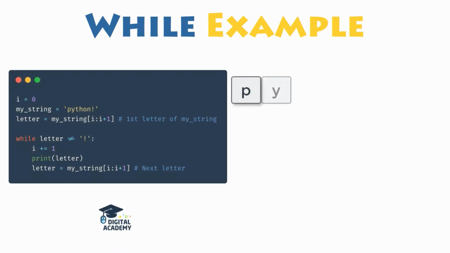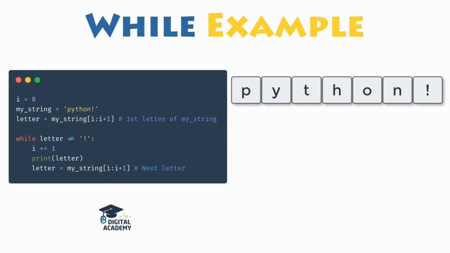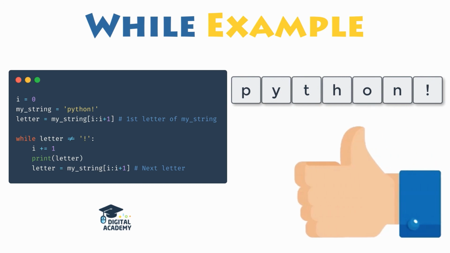Did you get it? Here is a last example, when you want to iterate through every single character of a string, because a string is a list of characters. This code will print out every single character of my string, until the condition, letter different than exclamation point, evaluates to false, or if the opposite, letter equals exclamation point, becomes true. And here you are, you just wrote your first Python iteration, using while loops.